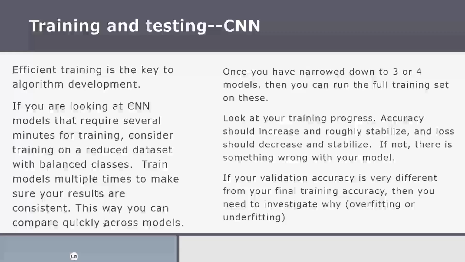You're not trying to get an exact number for the accuracy of your algorithm. So if you're just comparing algorithms, you don't care about getting the exact accuracy. You can use a reduced training set that can go faster, because certainly you want to balance here. If you can train a model within a minute, that's fine. Just do it on the entire training set. But if it's taking a couple hours, you certainly want to reduce the complexity, reduce the amount of data in your training set. Now, once you've narrowed down to 3 or 4 models, then you can run the full training set on those, right? Now, when you're doing training, look at your training progress.